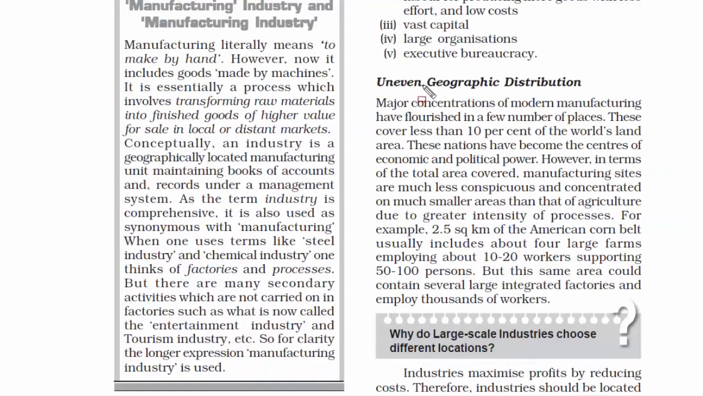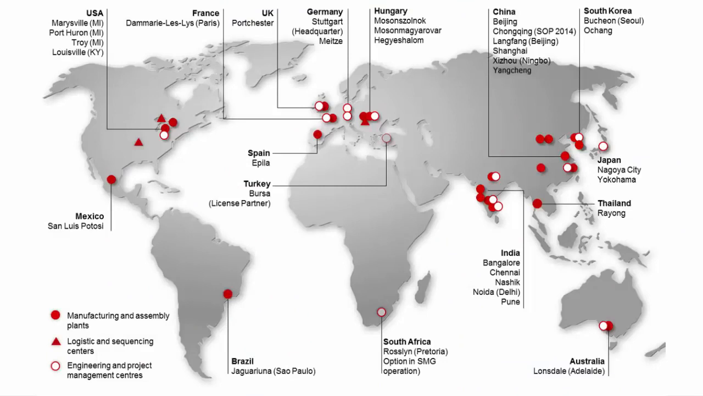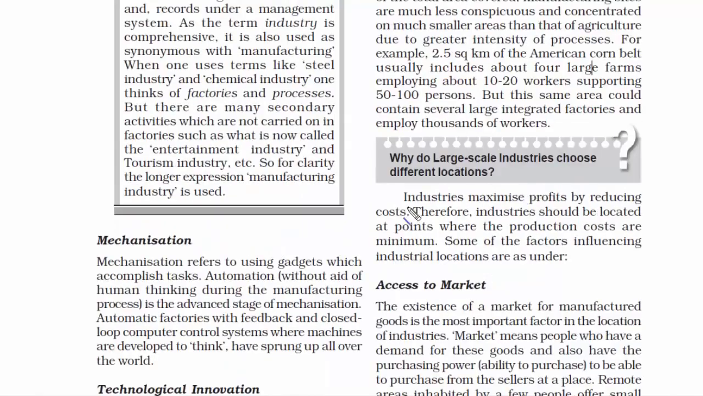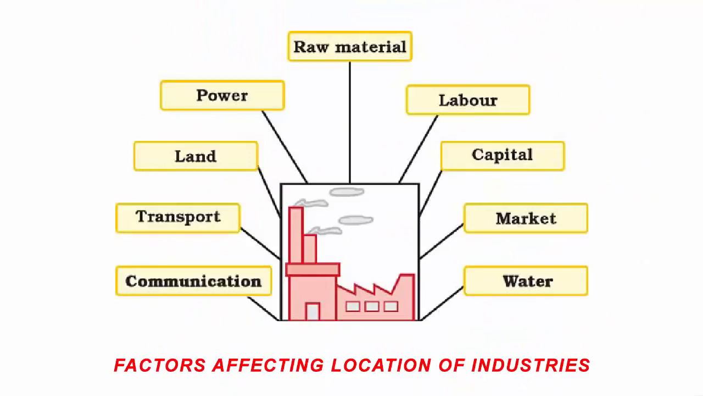Now we're going to read about uneven geographic distribution. Now, if you see the world map, there are very few places where manufacturing has developed. And it's due to various factors like location, availability of resources, then geopolitics, economic development, and many other factors.